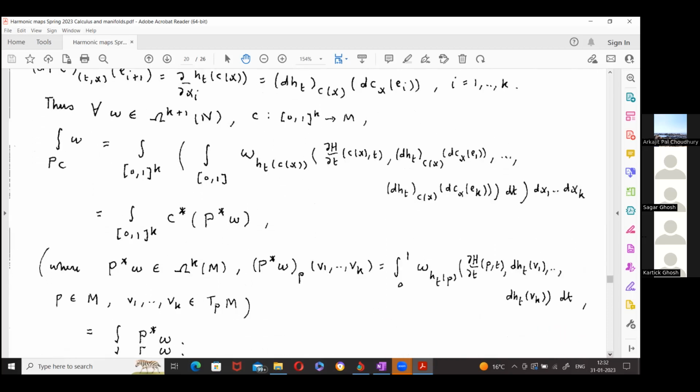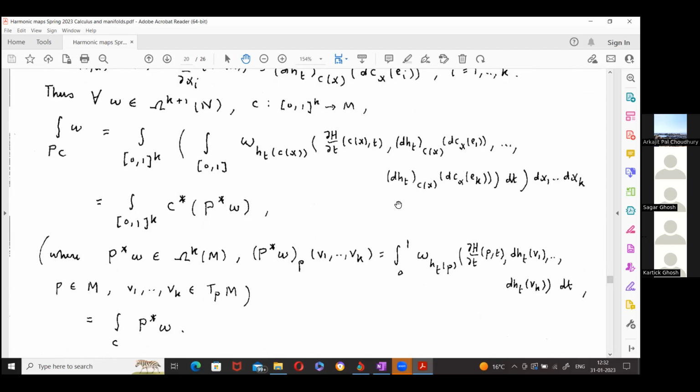And this thing, we can write this integral as an integral over [0,1]^k of C star of P star omega, where P star omega is going to be a k-form on M.